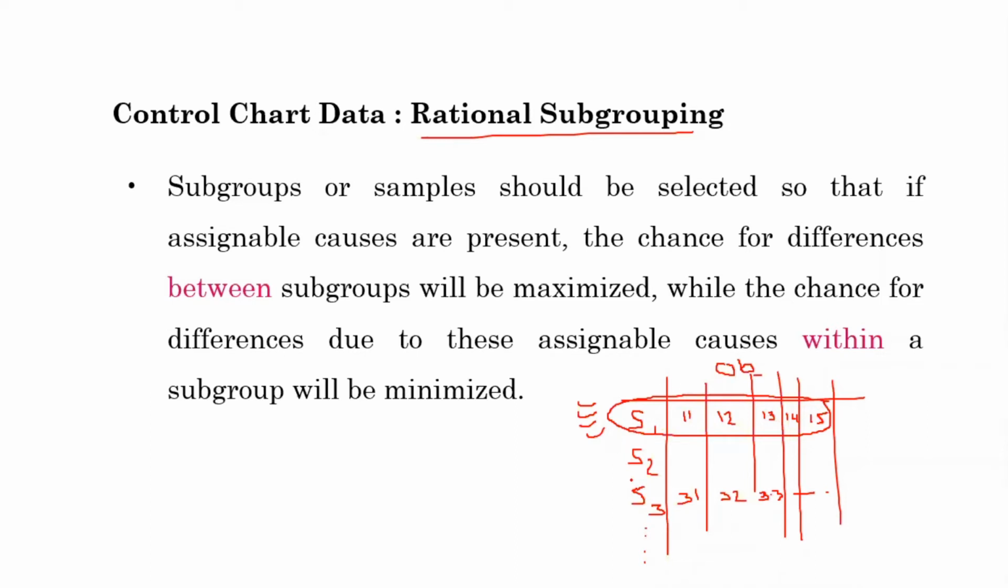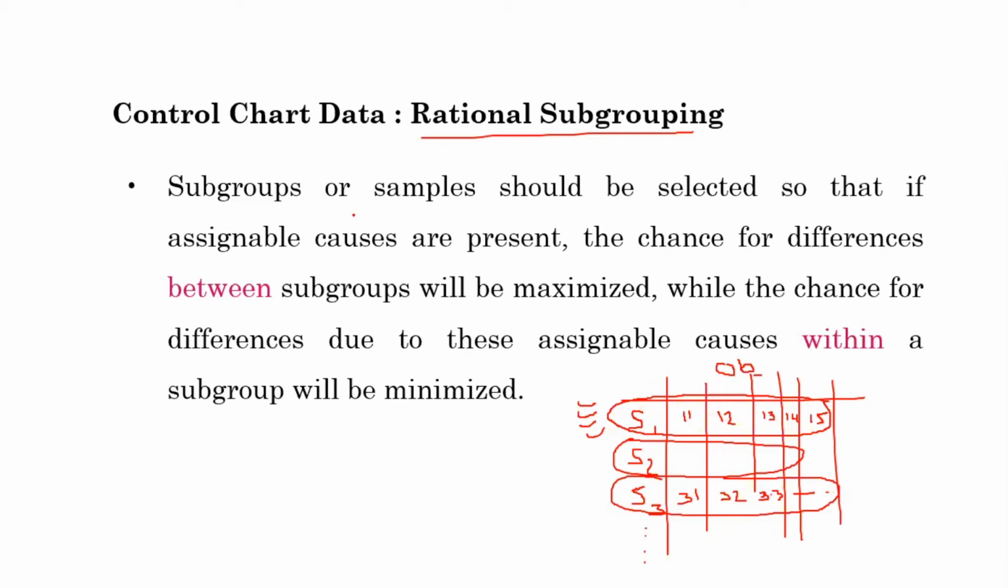Then the subgroups, or the samples, need to differentiate something about the process uniquely. So the issue of rational subgrouping is that we want to maximize the similarity between the observations within the sample and maximize the difference between the subgroups or the samples. We're talking about the same process, but we want to maximize the difference between the samples and minimize the difference between the observations within a sample.